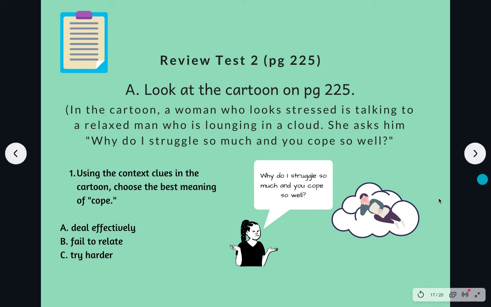Well, the woman looks unhappy and she says that she struggles. The man looks pretty peaceful and happy and supposedly he copes well, right? So we have to decide, does it mean deal effectively or does it mean either of these other two things, right? You decide. And we've had that before as a vocabulary word, so that should help us.